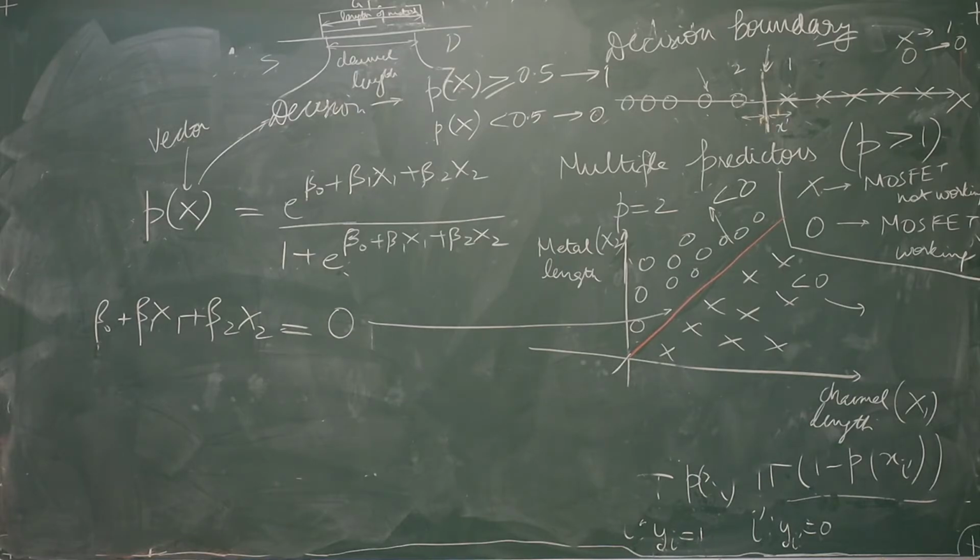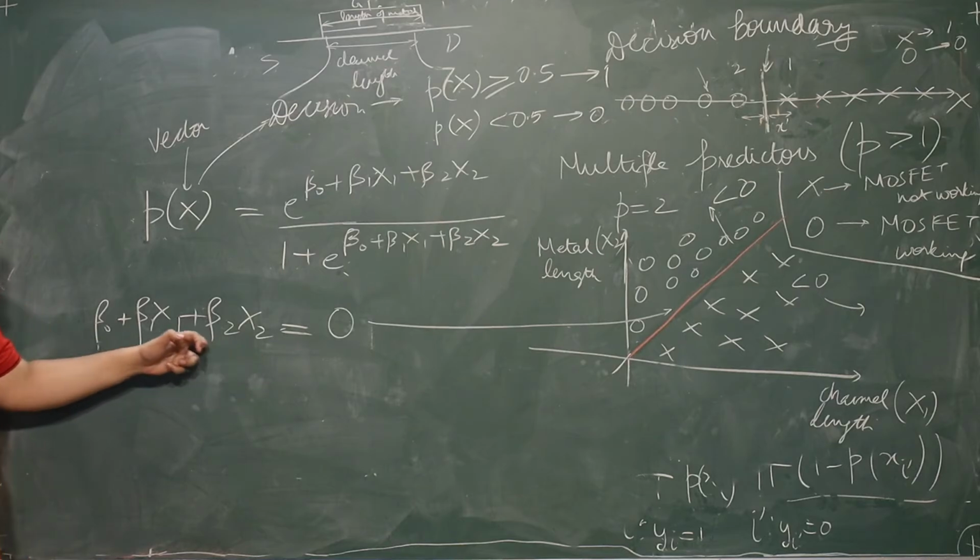Beta 0 plus beta 1 x1 plus beta 2 x2 is the equation of a plane, not a line. Yeah, you are right, so I made a mistake. Maybe it is a plane. The decision boundary is a line but the equation is a plane. Like in the earlier case the decision boundary was a point but the equation was of a line. No, this is the equation of a line between x1 and x2.